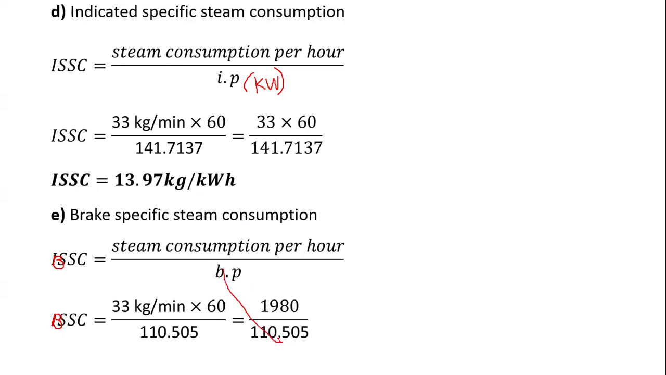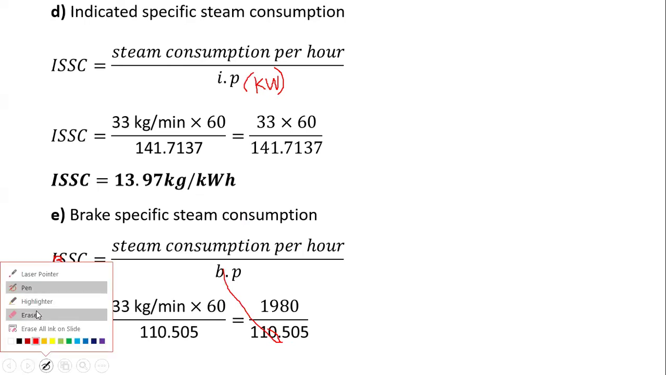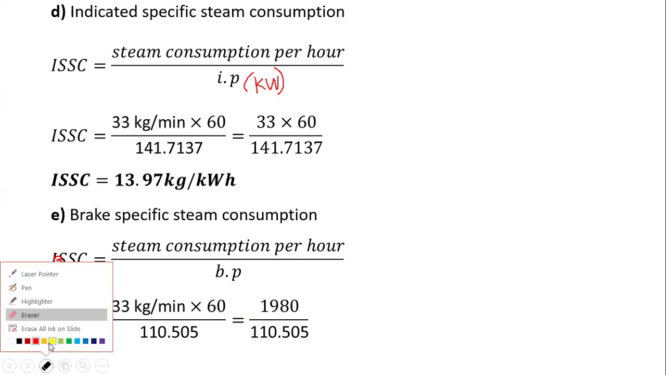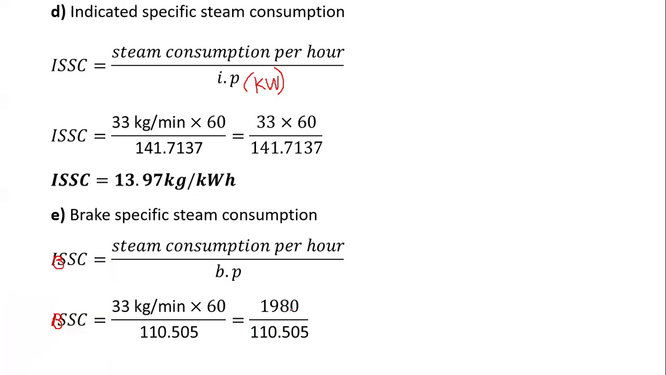We got our brake power as 110.505. Sorry, that doesn't look good. Let me just remove. Okay. So that's our value. And the answer is 17.92 kgs per kilowatt hour. That is how you proceed with this.